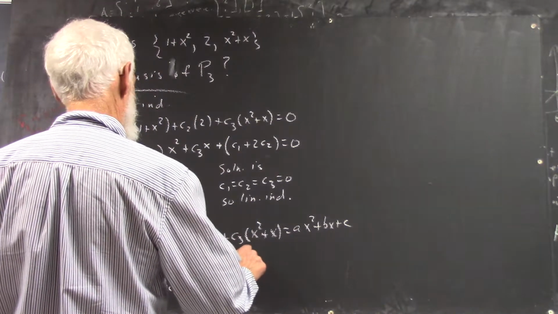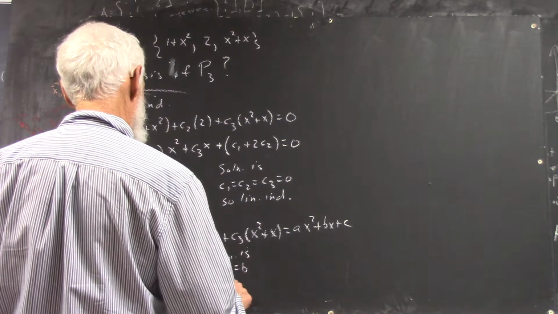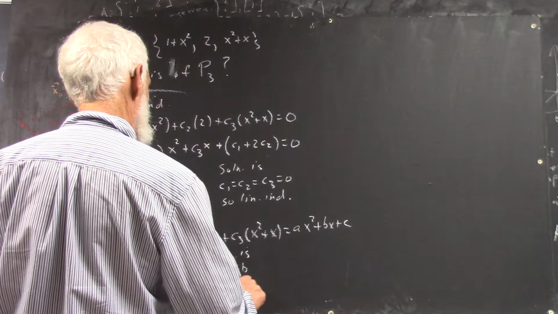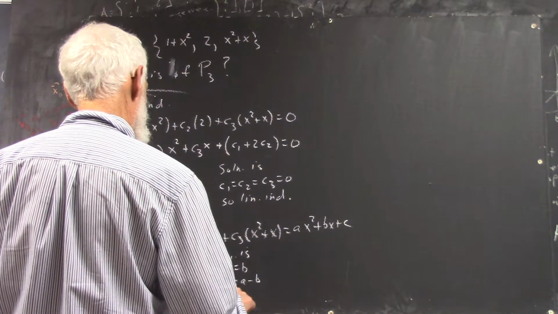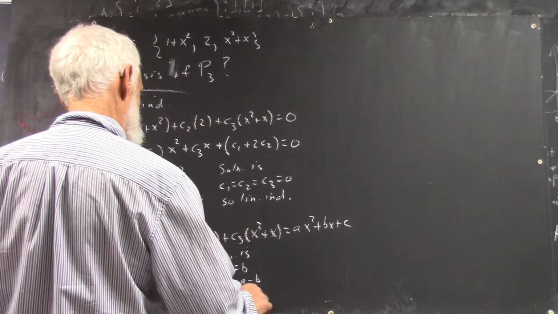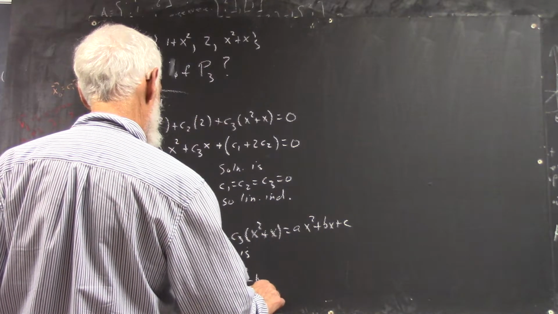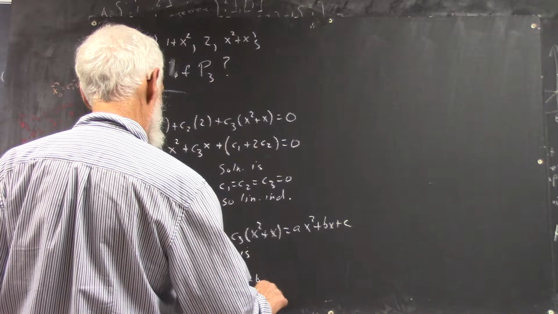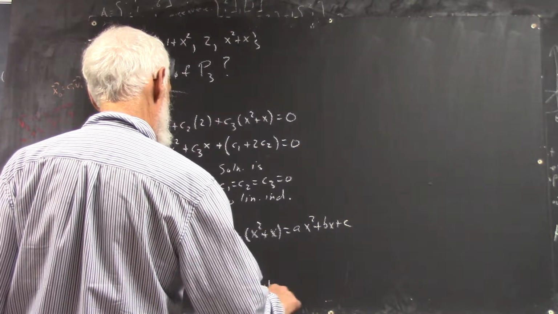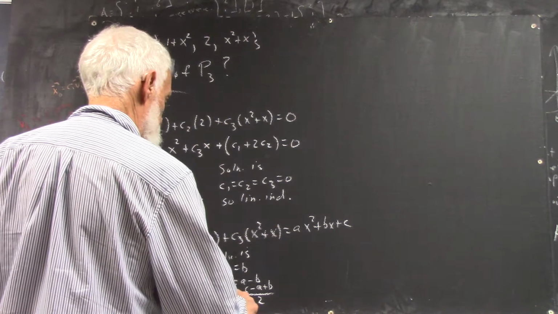You can verify the solution is C3 equals b, C1 equals a minus b, and C2 equals, careful, c minus a plus b over 2. And if I solve that wrong, solve it yourself.